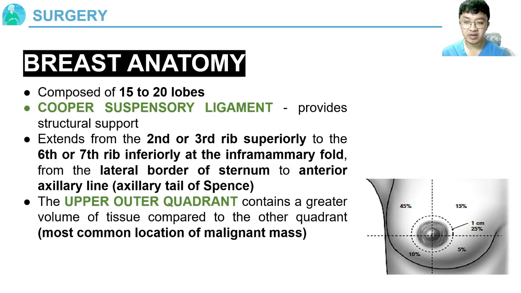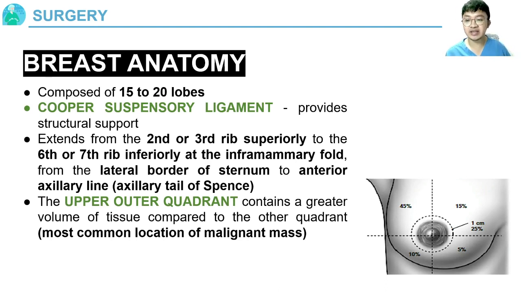So for the anatomy of the breast, your breast is composed of 15 to 20 lobes. You have Cooper's suspensory ligament, which provides structural support to your breast. Your breast extends from the second or third rib superiorly to the sixth or seventh rib inferiorly at the inframammary fold, from the lateral border of the sternum to the anterior axillary line.